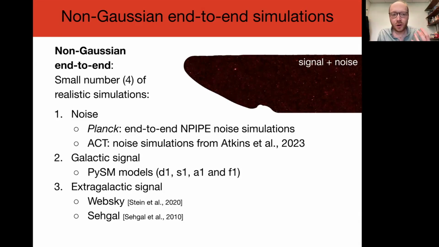So it's important to note that we only have a few of these simulations. That's because we only have a few of these extragalactic signal simulations. So we release 4 simulations plus some extra variants with slightly different noise properties.